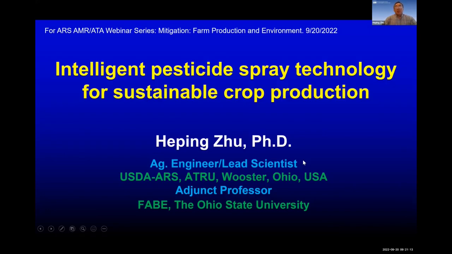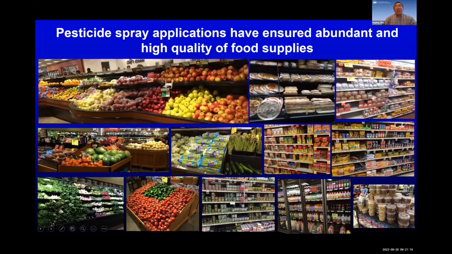When we go to grocery stores, we can find that there are abundant foods to meet our needs. We can buy almost any kind of healthy and good-looking fruits and vegetables in stores. As you may or may not know, pesticide spray applications actually have played very important roles in maintaining this consistent and plentiful food supply.